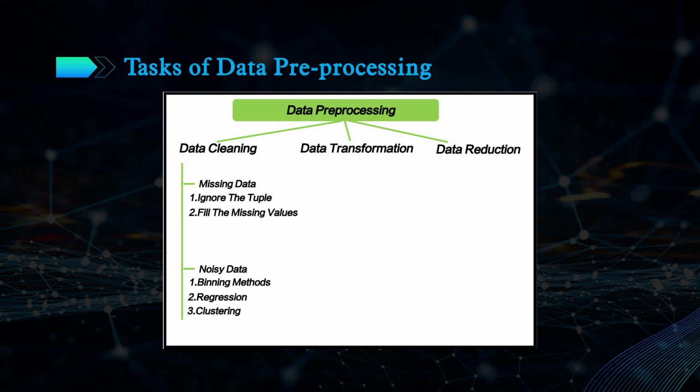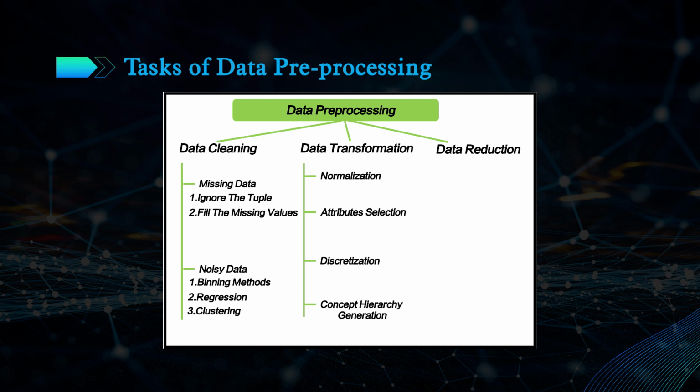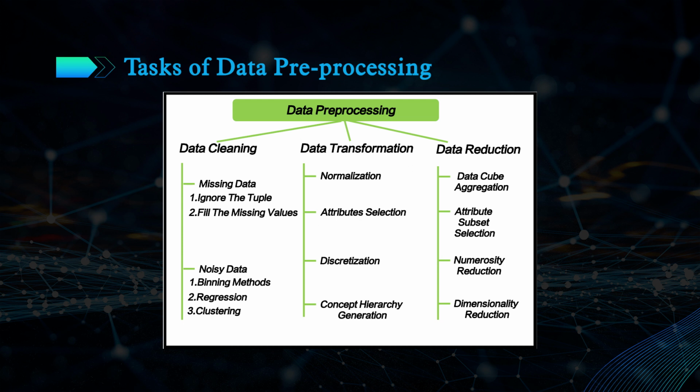As for data transformation, it includes normalization, attribute selection, discretization, and concept hierarchy generation. The third aspect of data preprocessing is data reduction. Data reduction includes data cube aggregation, attribute subset selection, numerosity reduction, which is to reduce the amount of data, and dimensionality reduction.